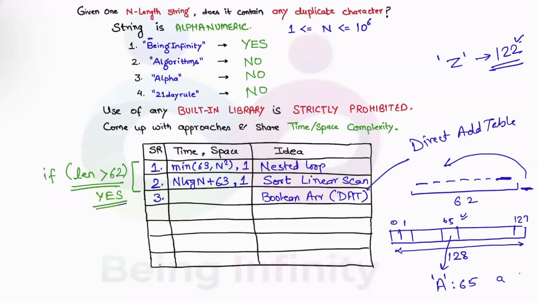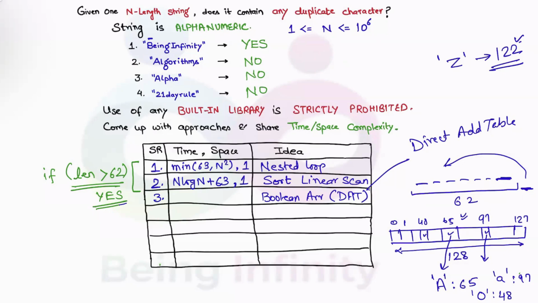Same way, if there is a small a, ASCII value of small a is 97, then what we will do is we'll go to index 97 and we will set true or false if it is seen. Same way, ASCII value of digit 0 is 48. So we'll go to index 48 and we'll mark it true.